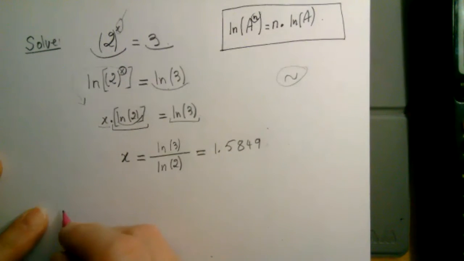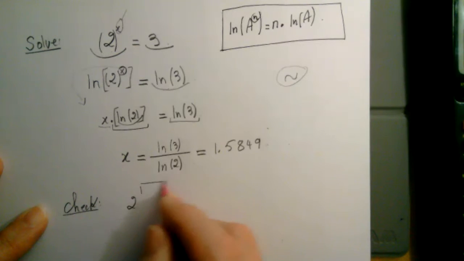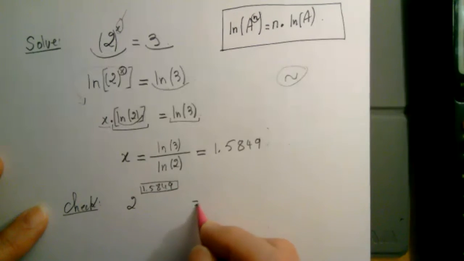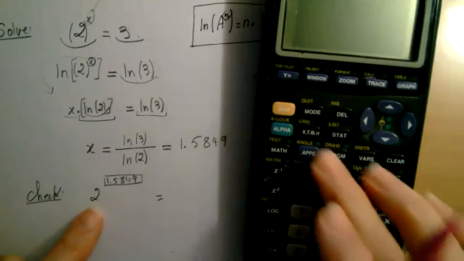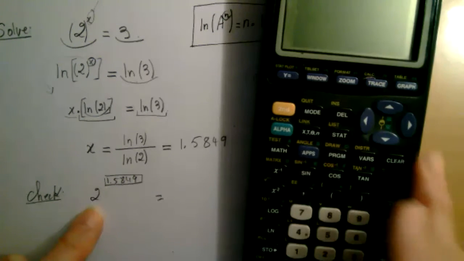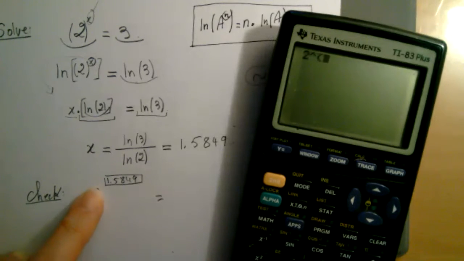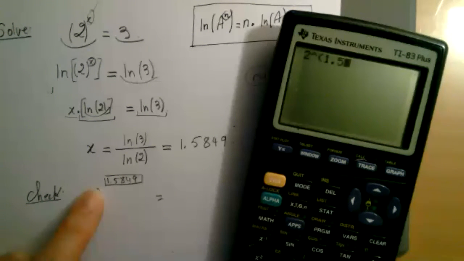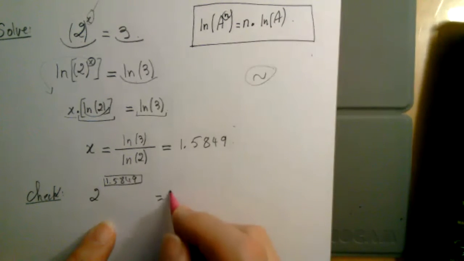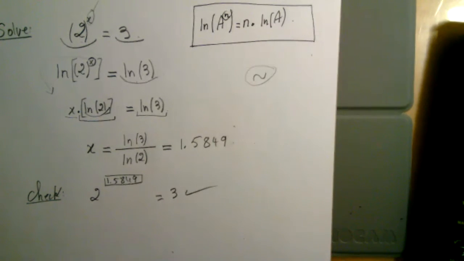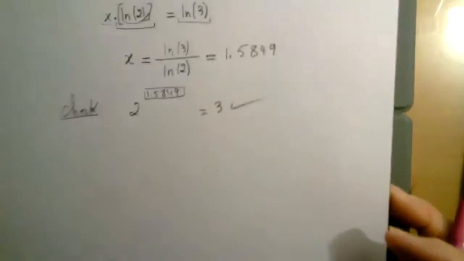All right, so let us check our answers a little bit. I'm going to take 2 to this power, 1.5849, and ask myself, am I getting 3? We should get 3, with certainty. So I'm going to take the 2, because that's what I'm looking for, and raise it to the power 1.5849. I'm getting 2.99999, so it's basically almost equal to 3. Okay. Now problem number 2.